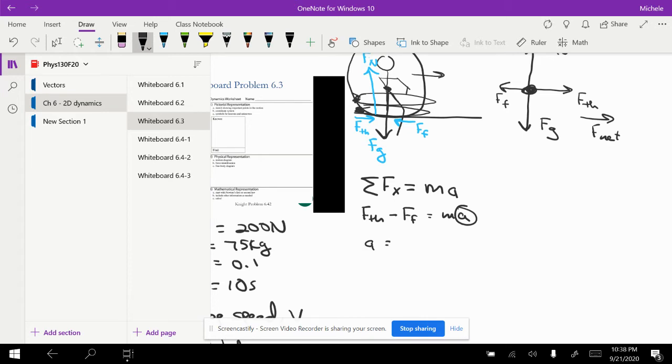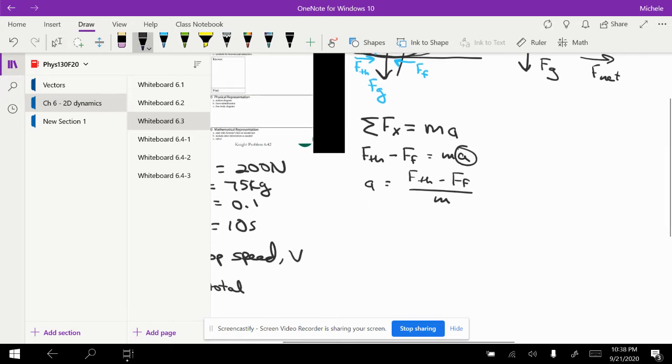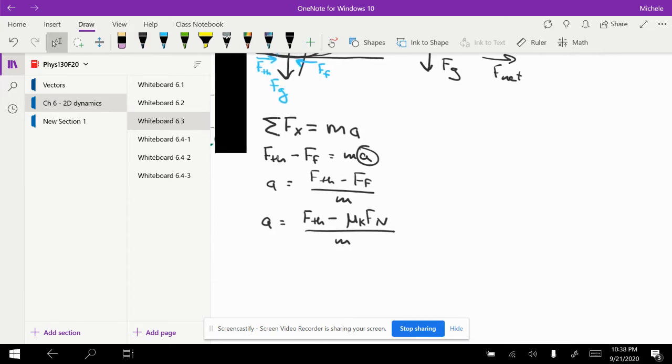So we're going to get a is equal to this side, so force of thrust minus force of friction over m. Well, we know our force of friction is equal to mu k, the kinetic friction because Sam is moving, times the force of the normal, over the mass. Well, we can use our equation in y.